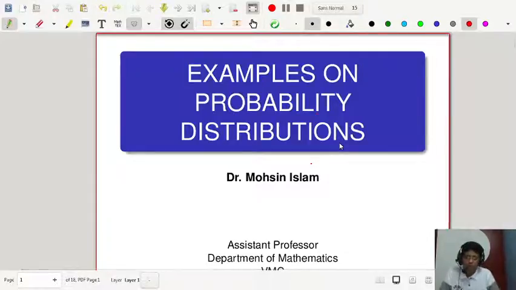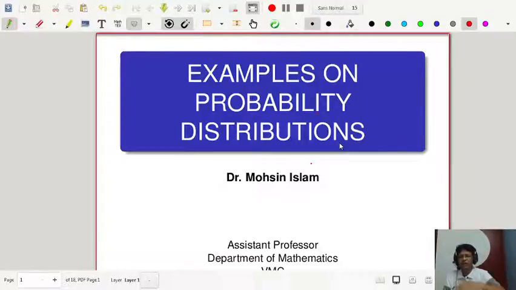Hello everyone. So today is the next class on probability distributions. Specially we'll focus on examples of probability distributions, different types of examples. In this lecture we'll talk about some examples, especially on discrete distributions, some real life problems maybe, and how to deal with those problems.